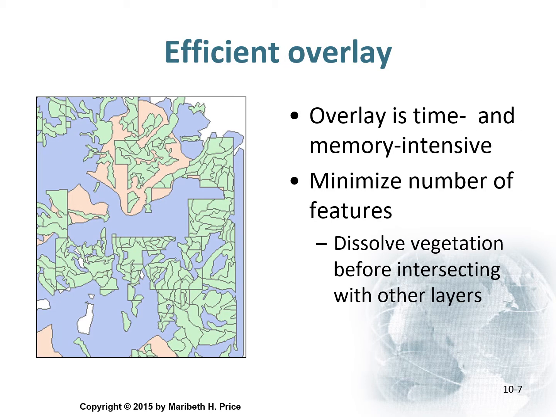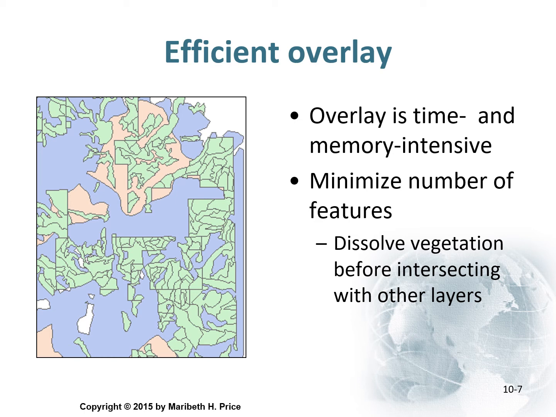Efficient overlay is one of those concepts in GIS that we just need to do all the time. Overlay is time and memory intensive. It takes up a lot of computer effort. And so what we want to do is minimize the number of features that we're working with. To efficiently overlay stuff, we need to do things like dissolve the vegetation before intersecting with other layers.